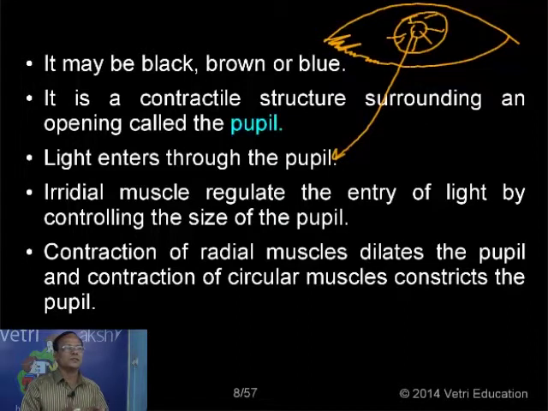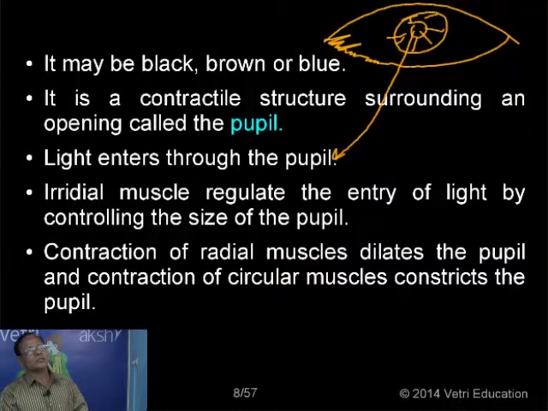When the intensity of light is high, in bright light, the diameter of the pupil is less, to allow only a small amount of light to enter. So with high intensity of light, the size of the pupil is small. With low intensity of light, the diameter of the pupil is normally more, admitting more light. So the size of the pupil is altered according to the intensity of light by the iridial muscles.